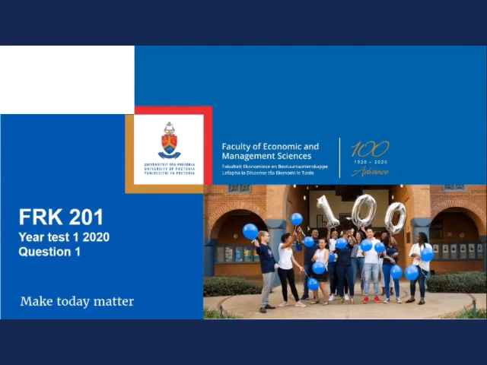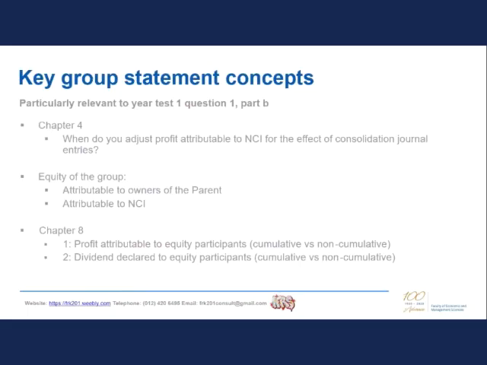This video explains a few key group statement concepts that are necessary to understand for purposes of working through Year Test 1, Question 1. Concepts particularly relevant to this question are in Chapter 4, asking the question: when do you adjust profit attributable to NCI for the effect of a consolidation journal entry?